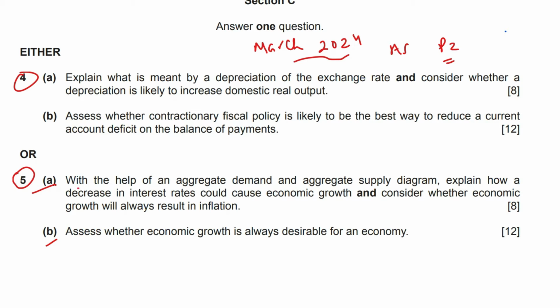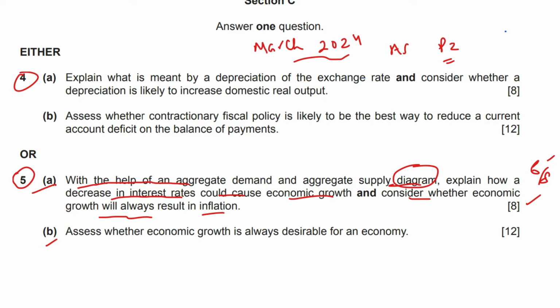The question says: with the help of an aggregate demand and aggregate supply diagram. When the examiner uses the word diagram, you have to make a graph as well. If you don't, you can't get 8 out of 8 marks; even with a perfect answer, you can get a maximum of 6 or 5 out of 8. Explain how a decrease in interest rates could cause economic growth and consider whether economic growth will always result in inflation.